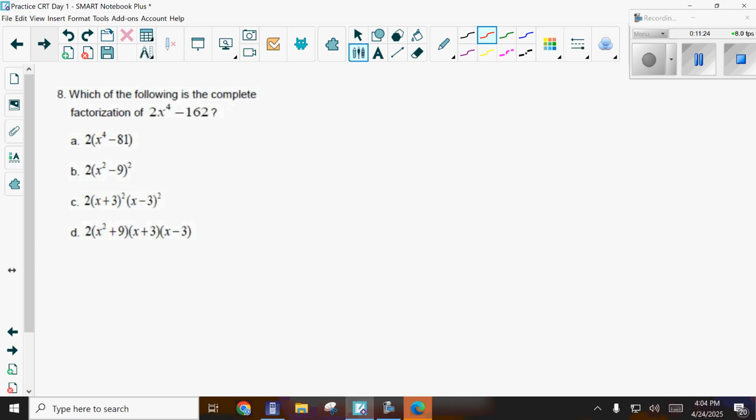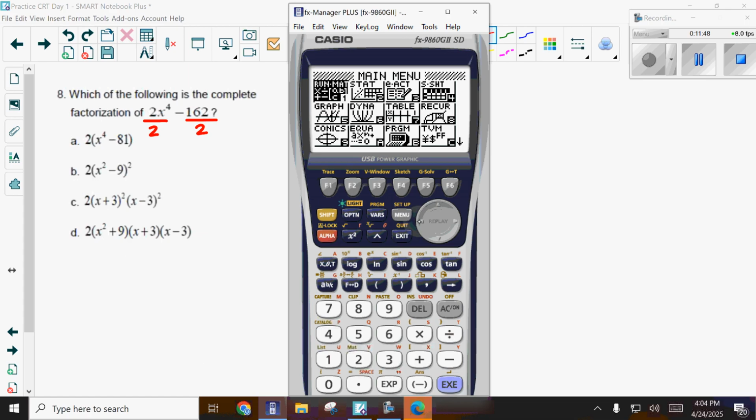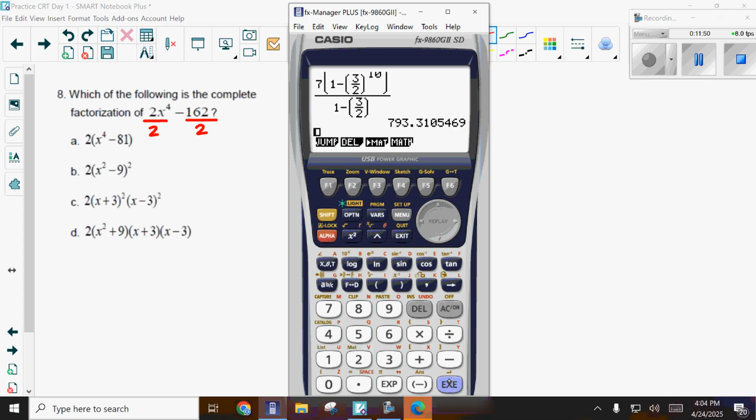Number 8 says, which of the following is a complete factorization of 2x to the 4th minus 162? So the first thing to notice is when we do these problems, we always want to check to see if there's a GCF. Now 2 and 162, they're even, so I should be able to divide it by 2. And if you don't remember how to do a GCF in the calculator, you go to the regular menu. I got to remember how to do it too. This is good review for me.